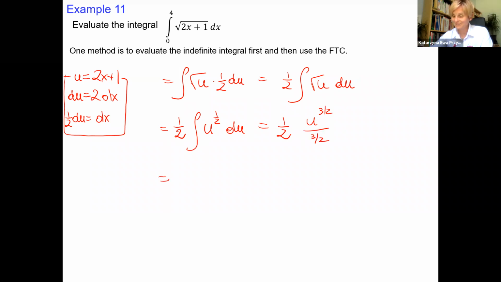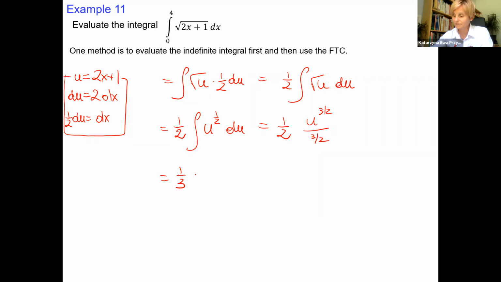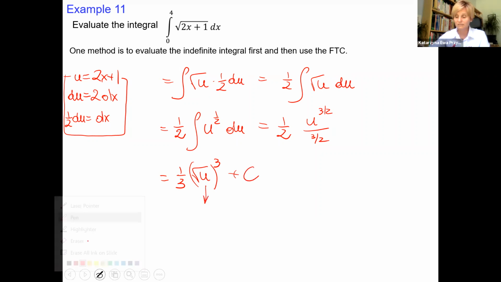I will not put the constant c for a minute. Flipping 3/2, we will have 2/3 times 1/2, which is 1/3. And this will be the square root of u cubed. Now, if this is an indefinite integral, we will just put plus c, substitute back 2x plus 1, and we will be done. But here we don't have plus the constant c because we know that they will cancel out.